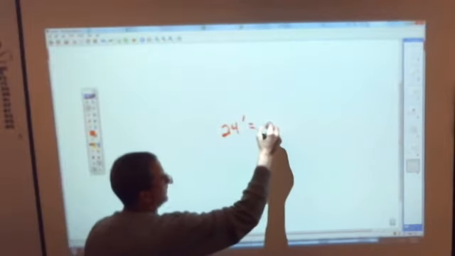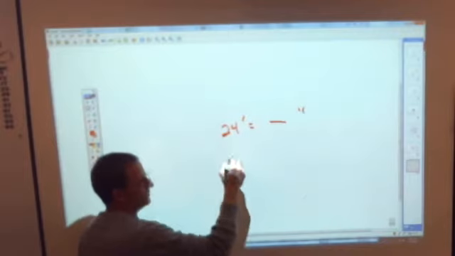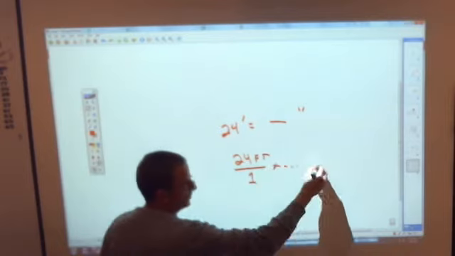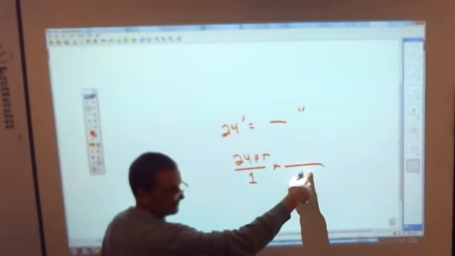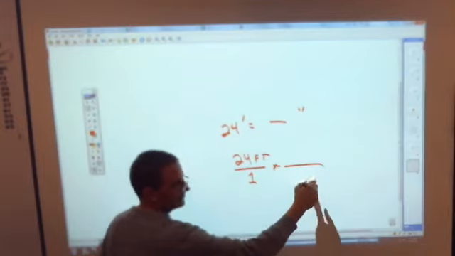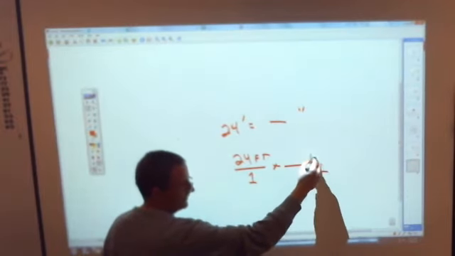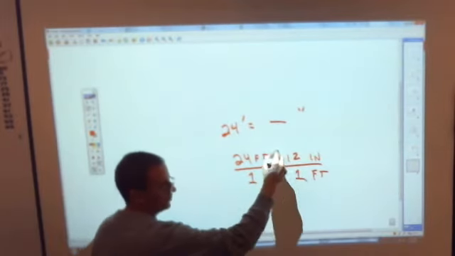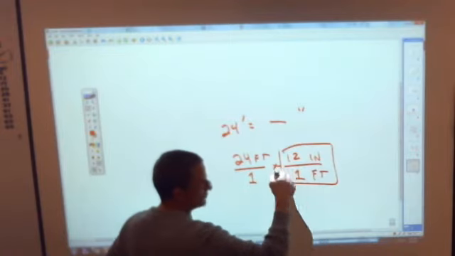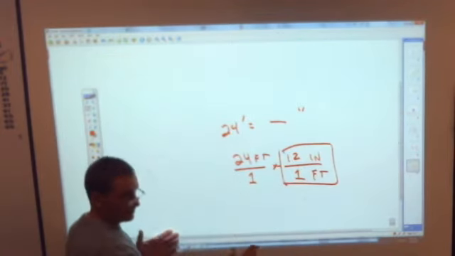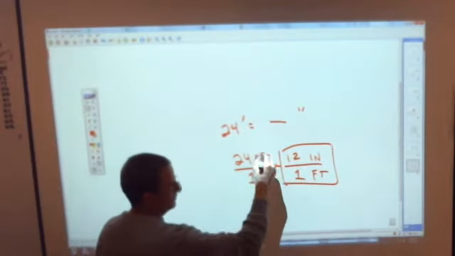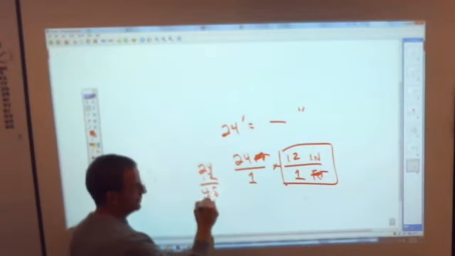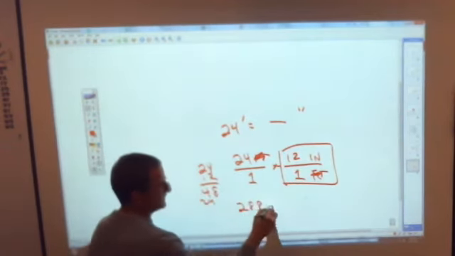24 feet equals how many inches? Well, I take my 24 feet, and I put it over 1. My labels have to cross off, so what has to go down here? Feet. What am I converting it into? Inches. And then you just have to know there's 12 inches in 1 foot. That's my unit multiplier. This fraction equals 1. What happens when I multiply something by 1? I don't change it. I'm just changing the numbers I use. Feet cross off, and my answer is 24 times 12, which is 288 inches.